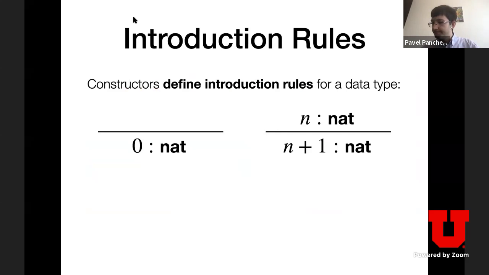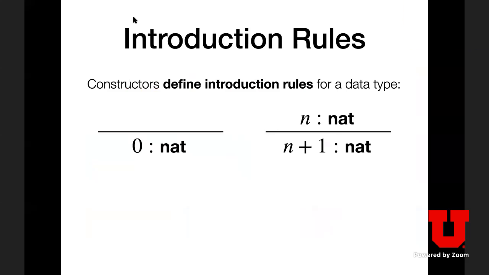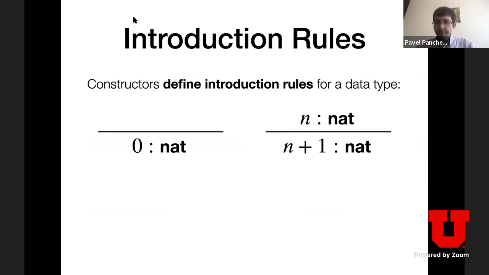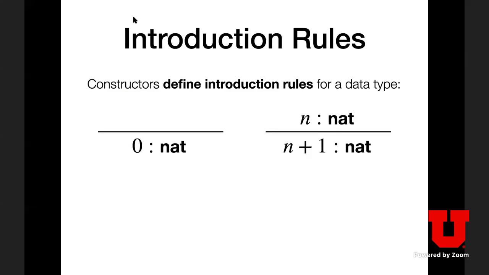Go ahead, Skylar. So basically what we're doing here, just to clarify, is we're using the introduction rules that we went over last time to establish the existence of natural numbers within our proof network, right?